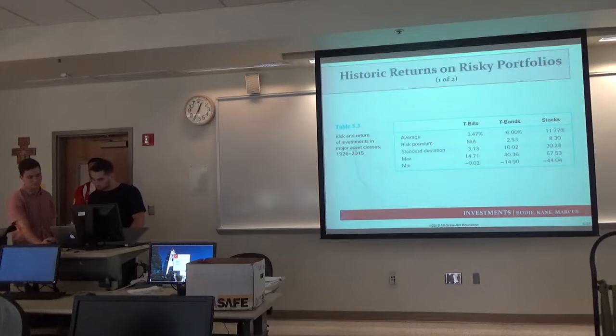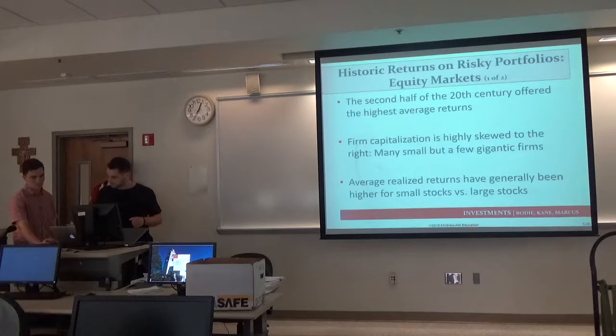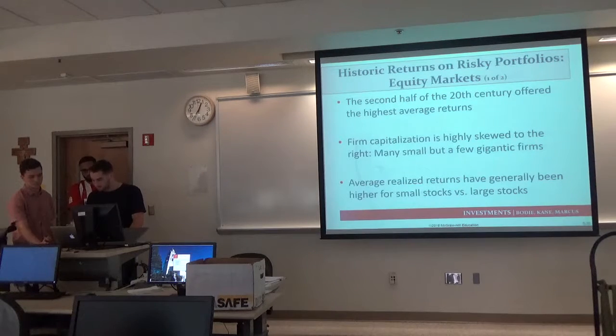Here shows different historic returns of risky portfolios between T-bills, T-bonds, and stocks. And then here is a chart that shows the distributions between treasury bonds and bills. The second half of the 20th century offered the highest average rate of return. Firm capitalization is highly skewed to the right, many small but few gigantic firms. Average realized returns have generally been higher for small stocks versus large stocks.